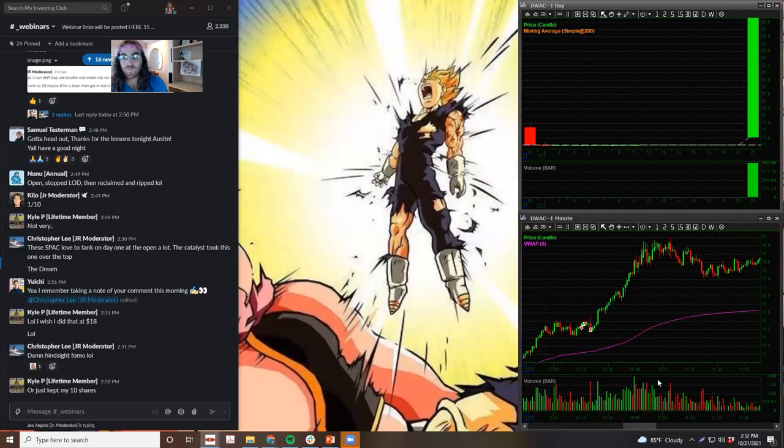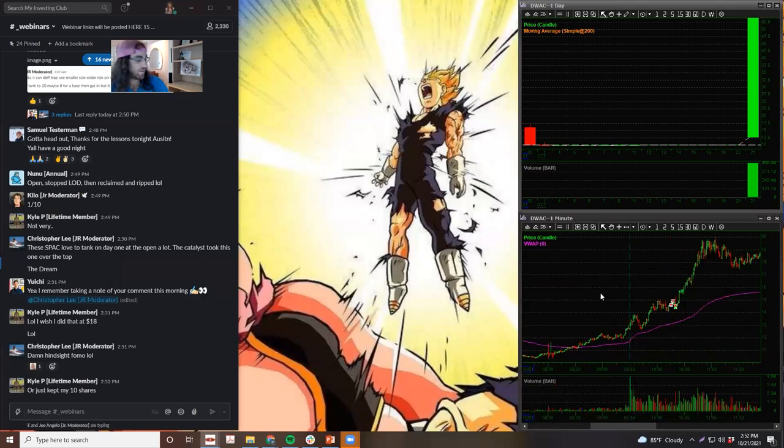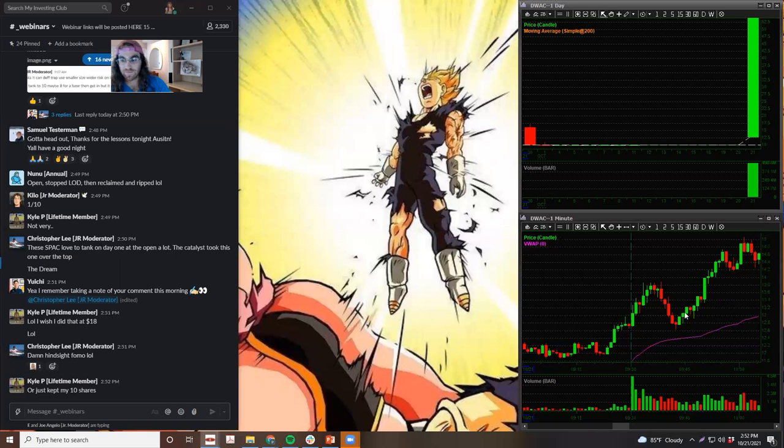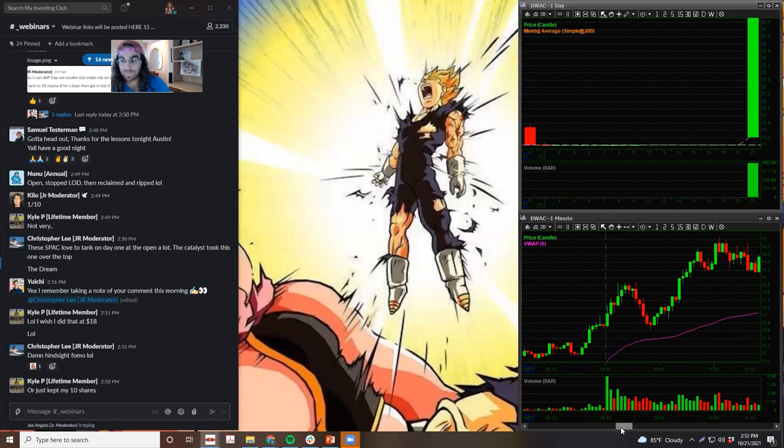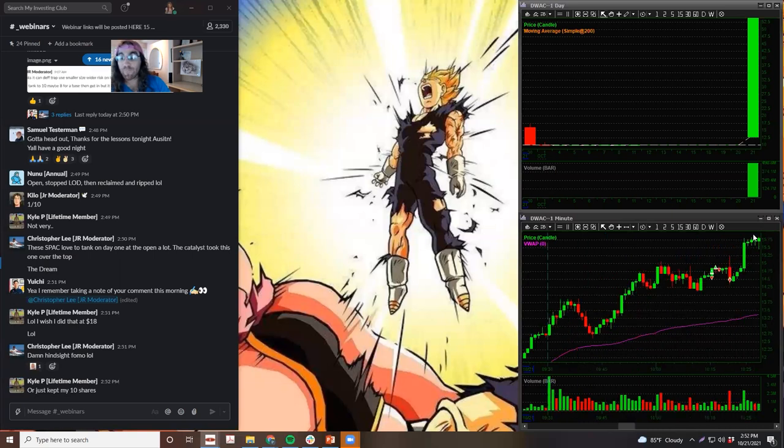And again, look at the difference between a runner and a black swan. A runner will do something like this. This is what a runner will do, right? A runner will move here, pull back, move up here, pull back. And this is where the range expands, right? And then a runner will stop here at 16 and come back down.